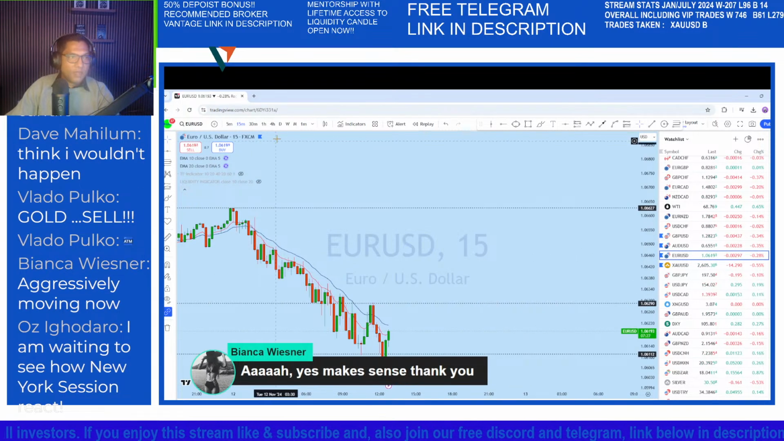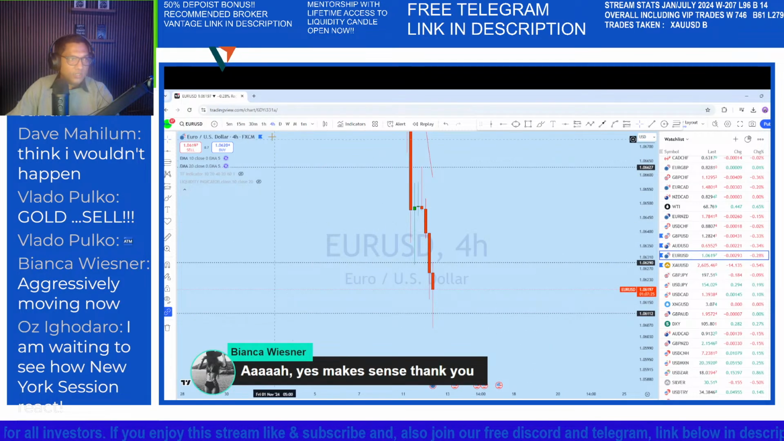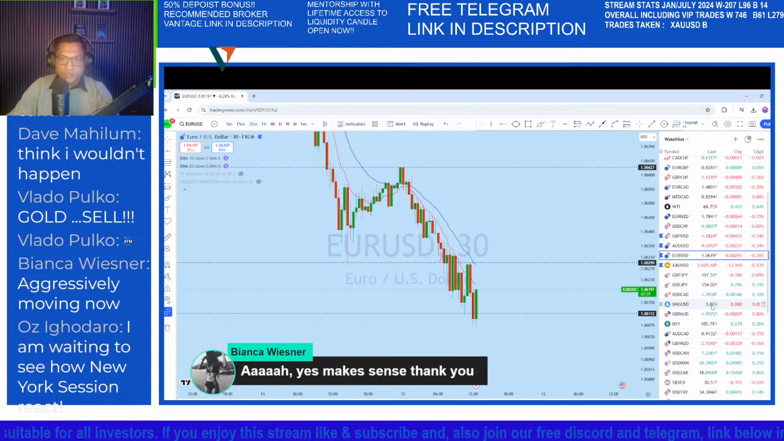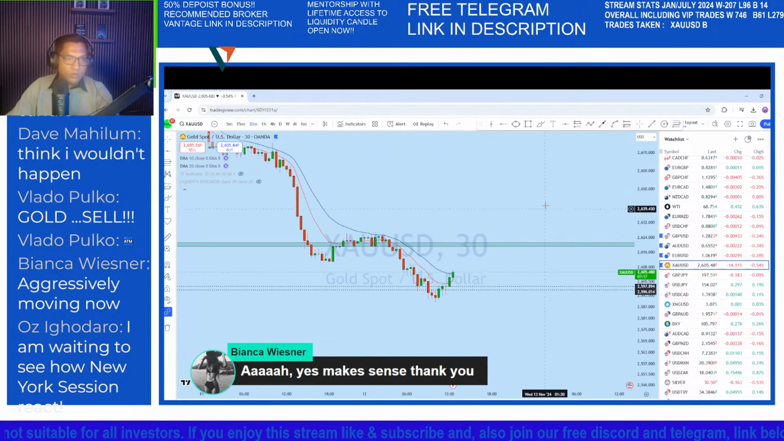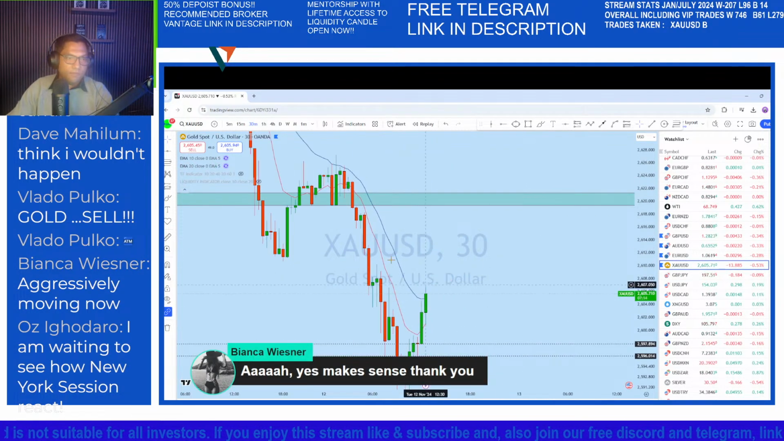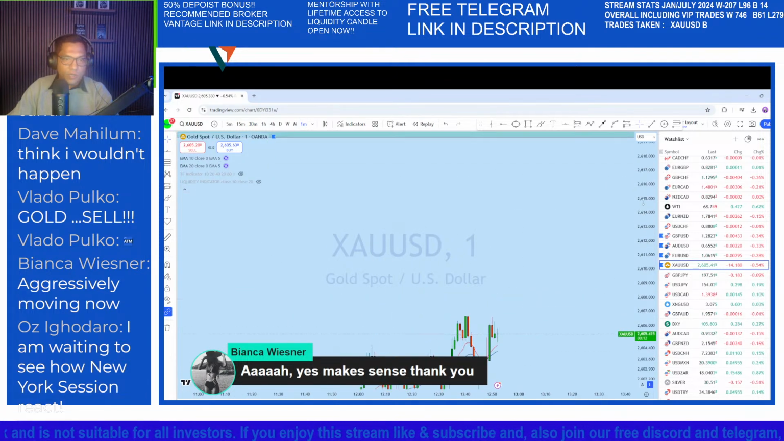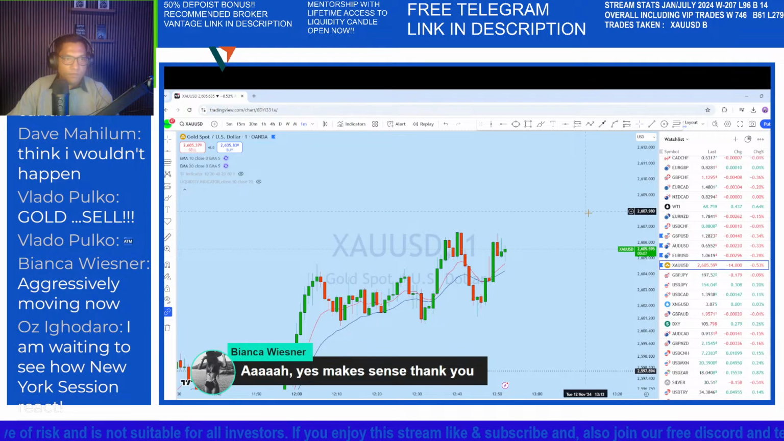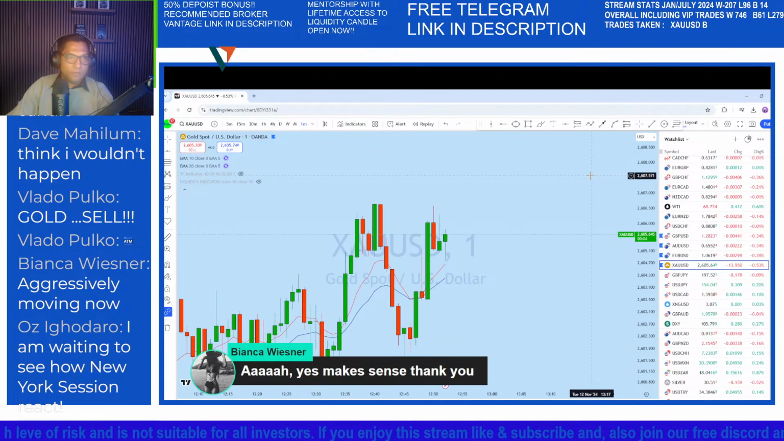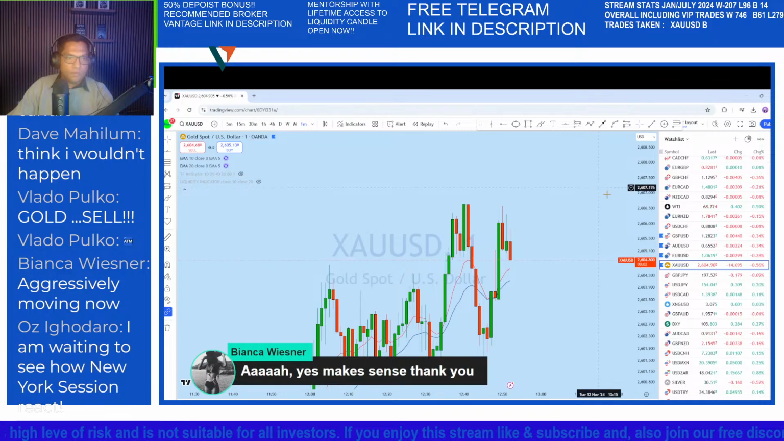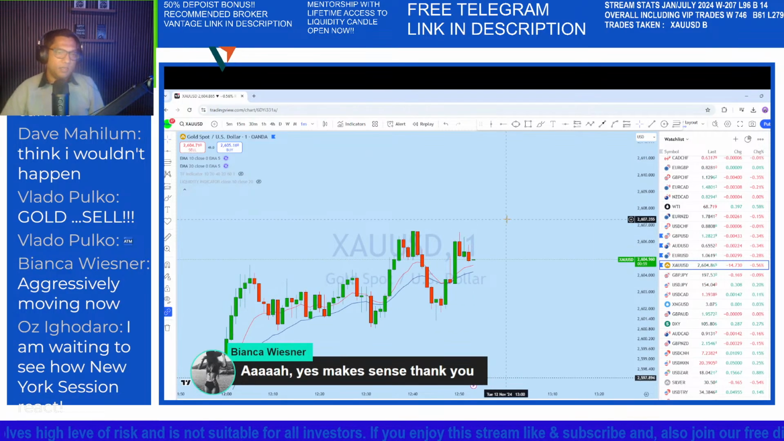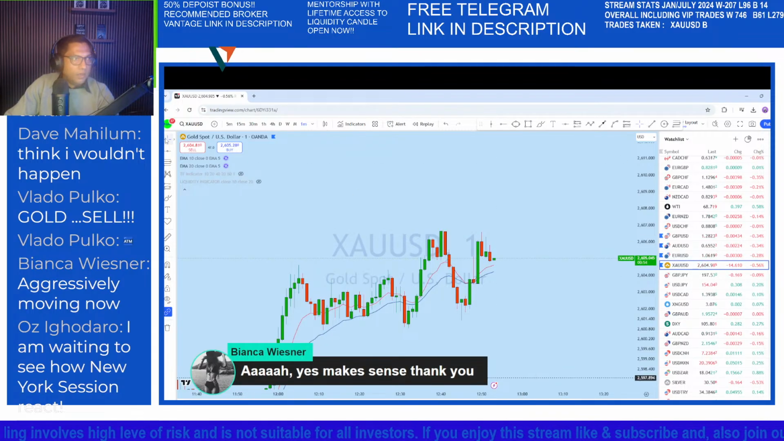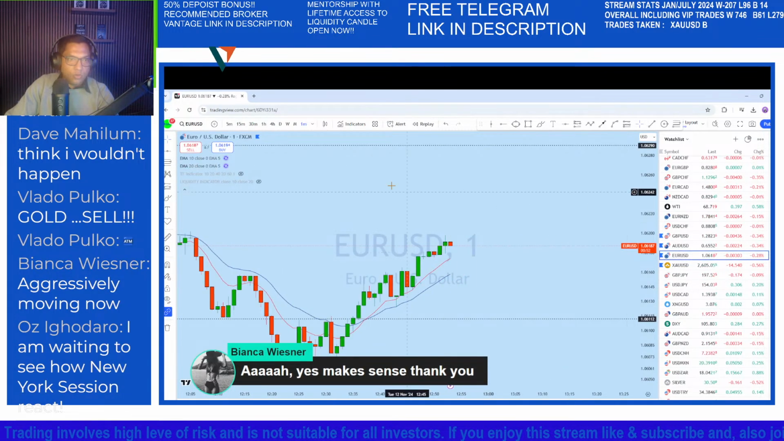So looking at some other instruments, we can see that EURUSD is trending. This is the 1 minute chart, and it is currently choppy. Okay, so the market is choppy. Let's see what's happening with EURUSD.